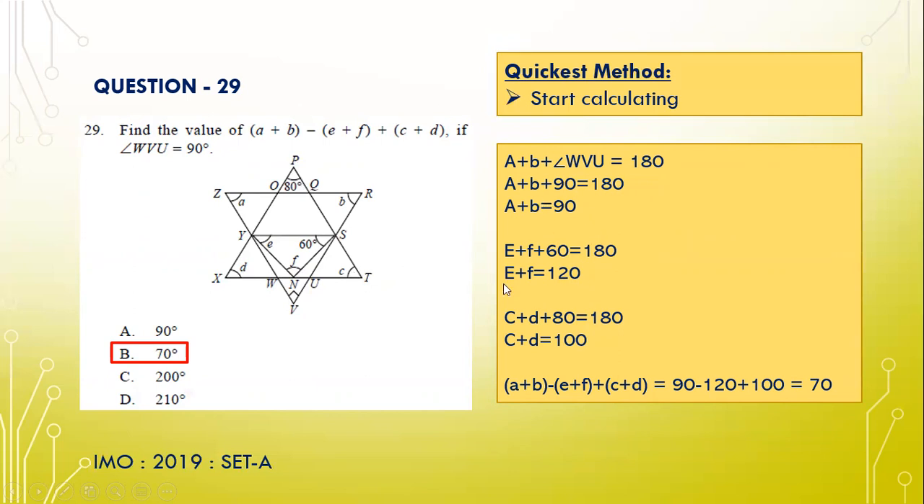So just replace the values in this equation. What is A plus B? A plus B is 90. What is E plus F? E plus F is 120. And what is C plus D? C plus D is 100. So 90 minus 120 plus 100: 90 minus 120 is minus 30. Minus 30 plus 100 is 70.